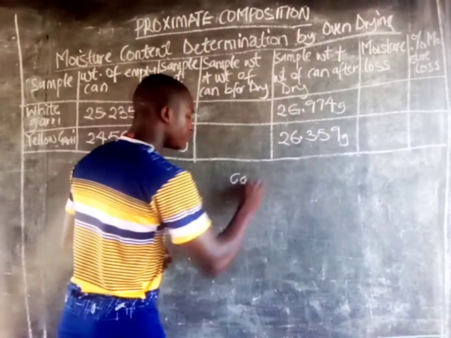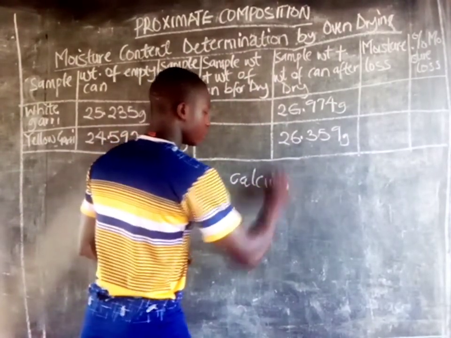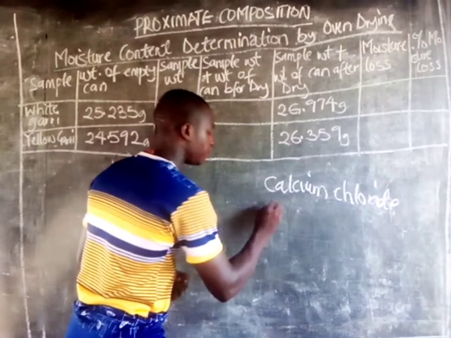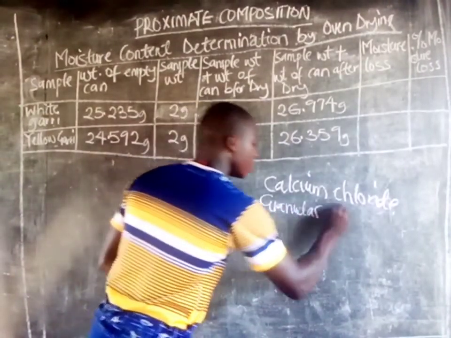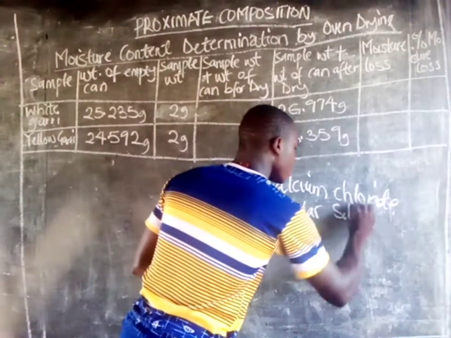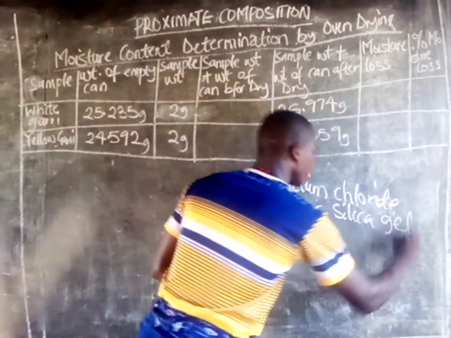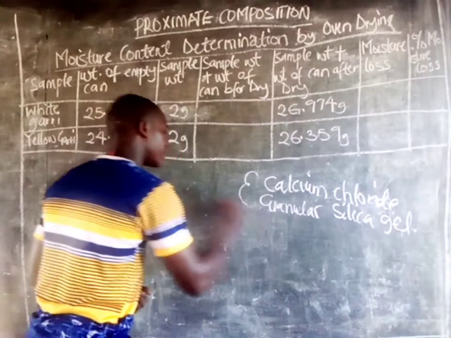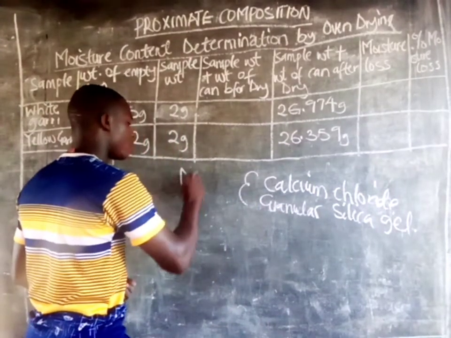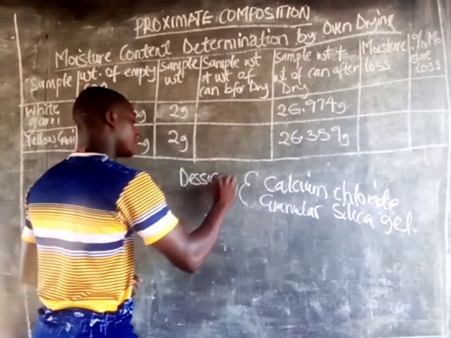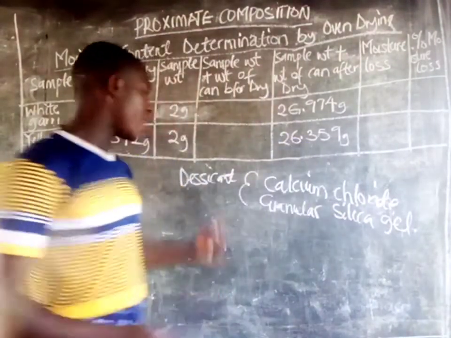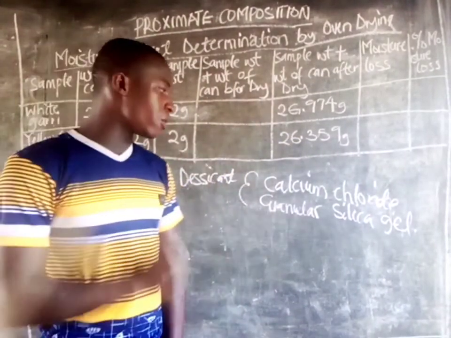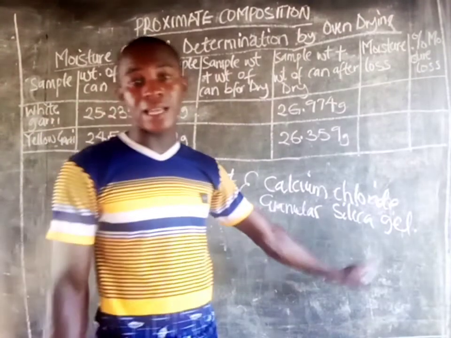It contains calcium chloride, and it also contains granular silica gel. And so these two are called desiccants. And so in the desiccator we have the calcium chloride and the granular silica gel.